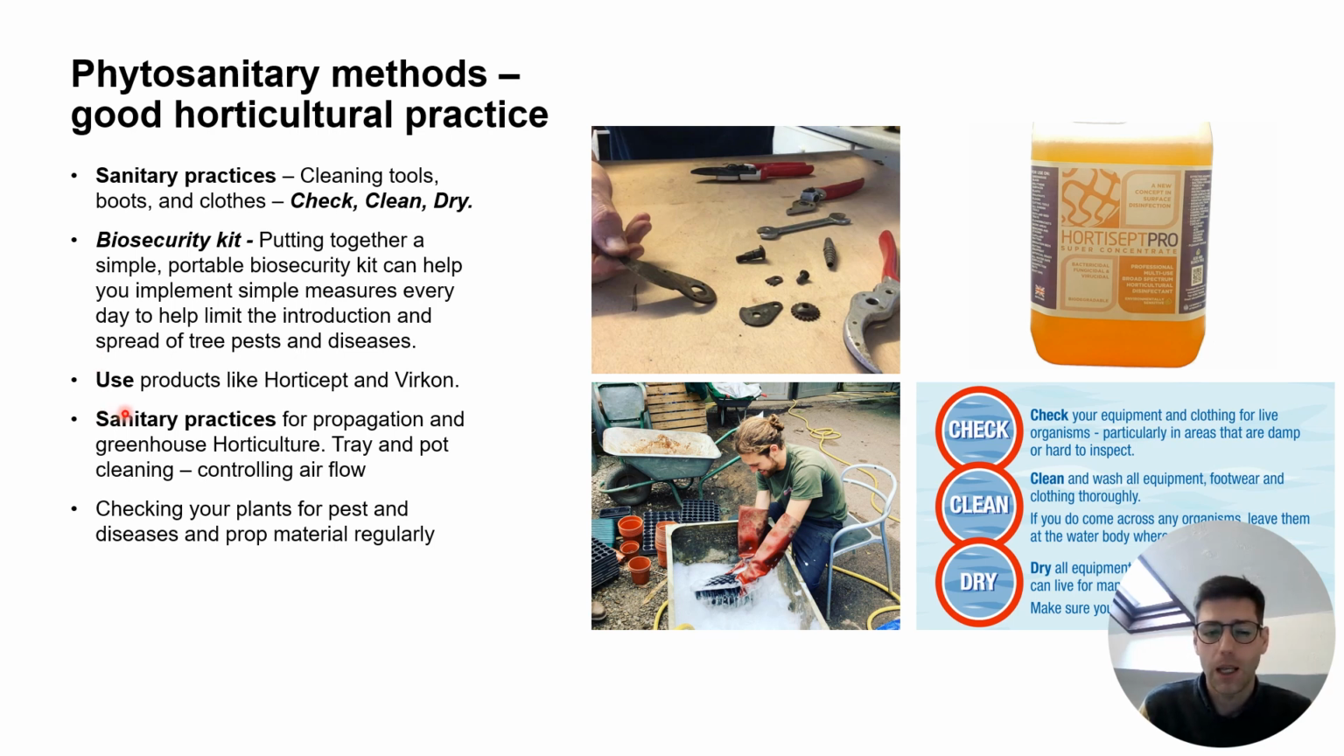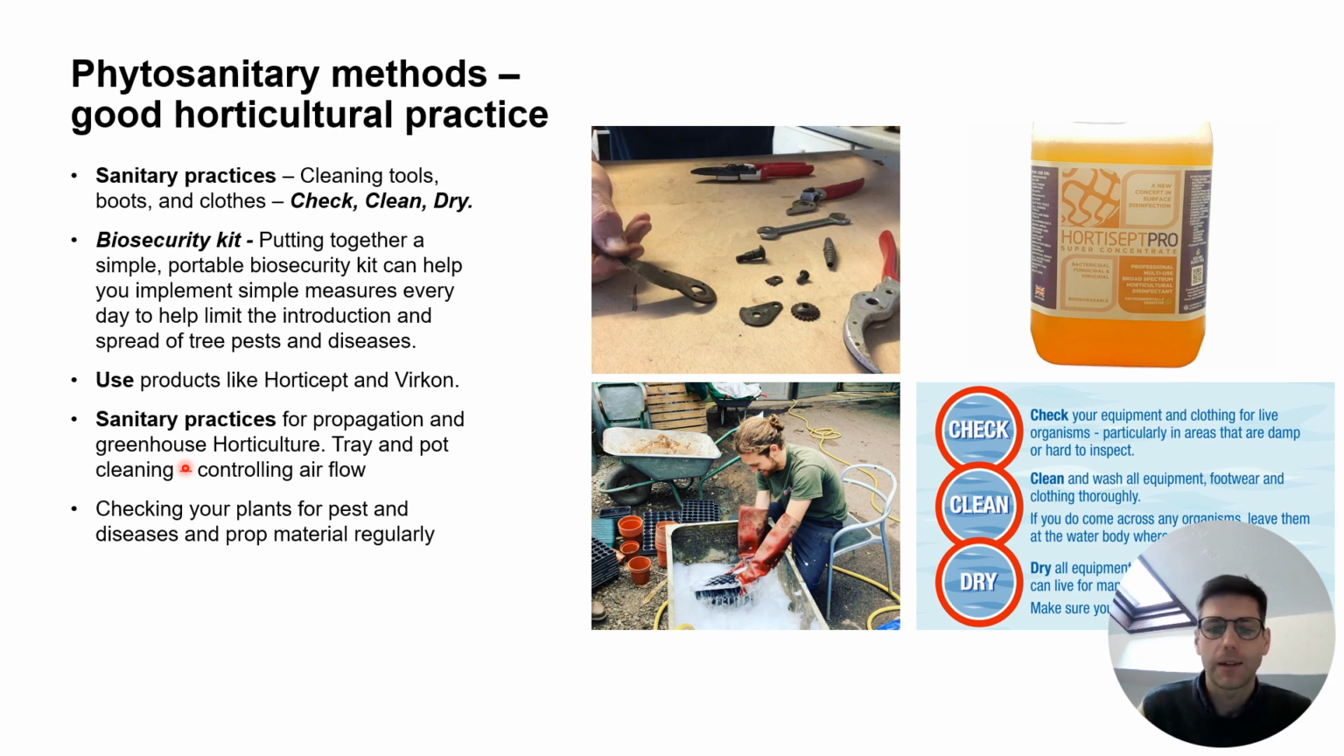So these products here, you've got Horticept and Virkon. These are horticultural disinfectants, and they can be used around water as well, as long as they're used properly, whereas other disinfectants might not be. They are biocides, so you still need to follow good practice when using them. They will have cost risk assessment forms attached to them and so on, so you do still need to be careful with them, but they are quite safe for working with plants and near water.